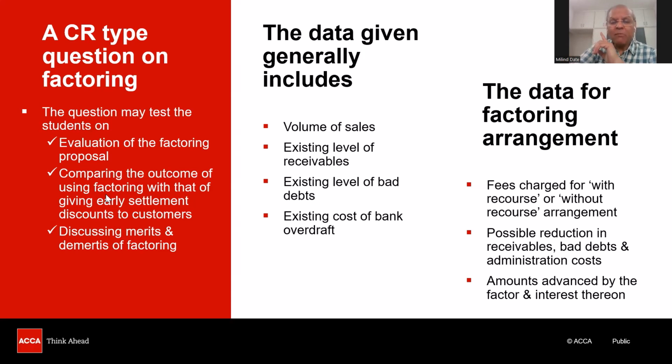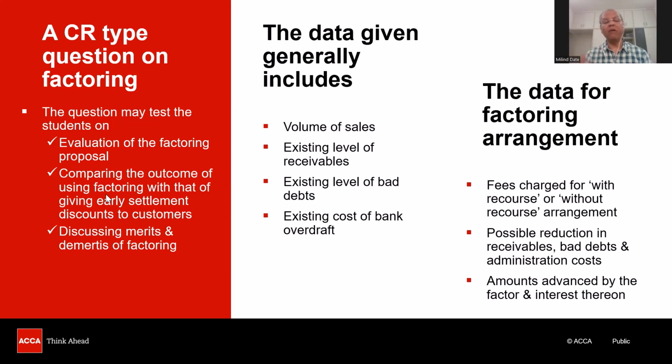Carefully observe what type of data is given to you. It would include the revenue or volume of sales, existing level of receivables may be given, existing level of bad debts may be given, and existing cost of bank overdraft may be given. This will help you to assess how at the moment the cost of managing recoveries is managed by the company. There may be additional data given to you about the factoring arrangement, fees which are charged either with recourse or without recourse.